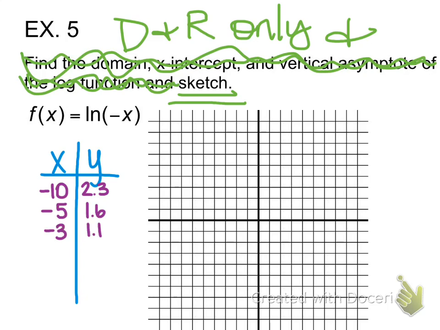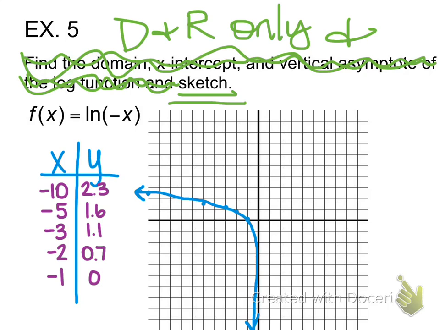So here are the points that I'm going to use. I just tried to get a variety of points. You'll notice that after -1, I don't have any more values that I can use because I've got errors in my table. Okay, so then I plot these points. Once my points are plotted, then I'm going to connect the dots. And you can see from the graph that it's going to keep going down. It's kind of hard to tell on our calculator, but it does continue to go down.